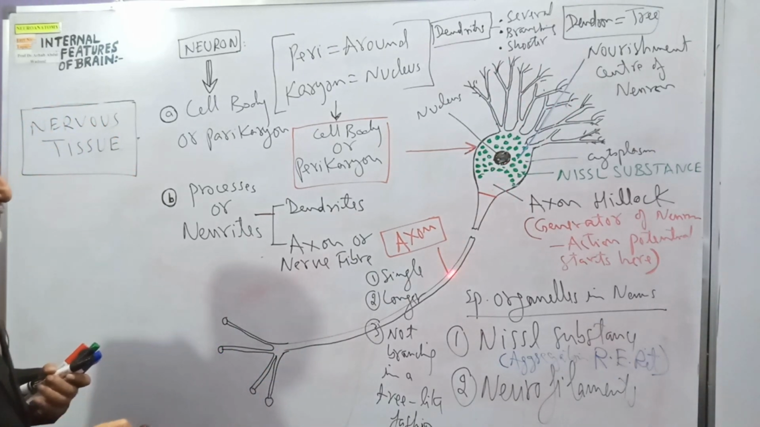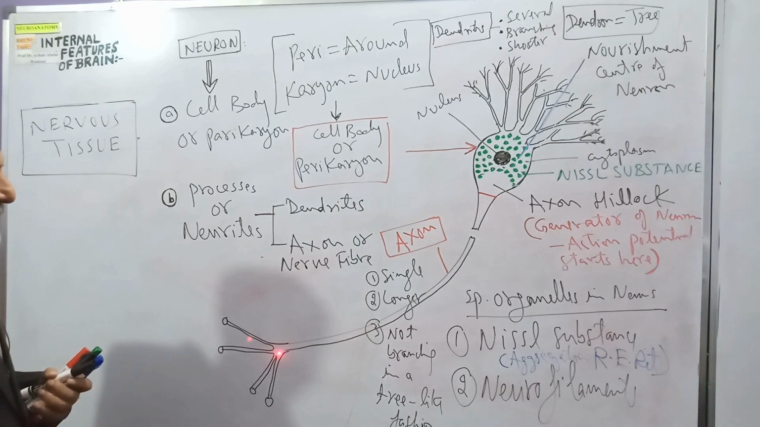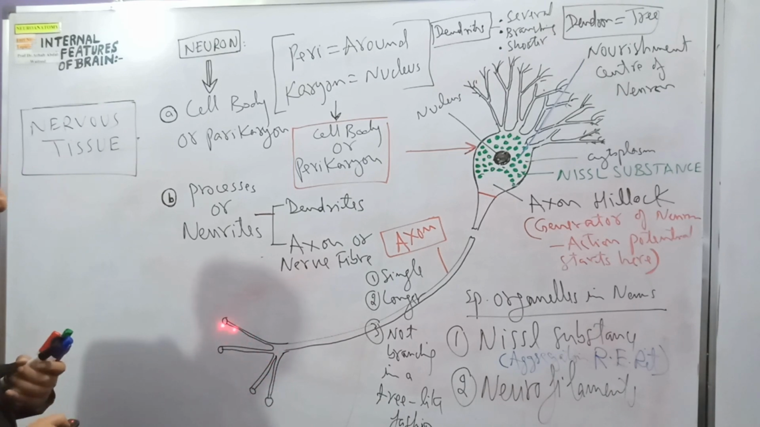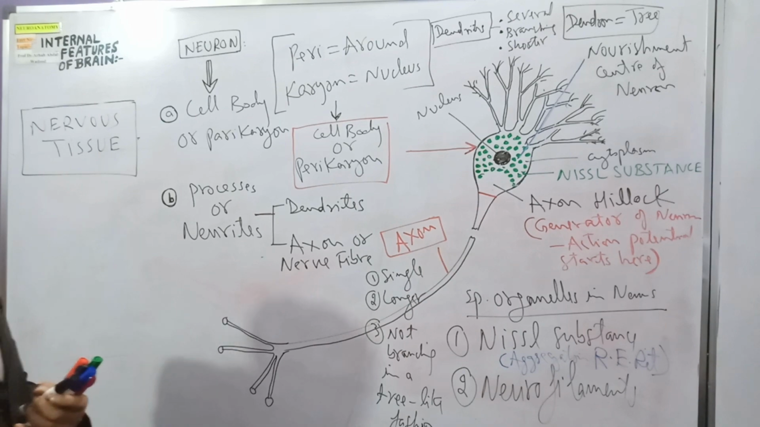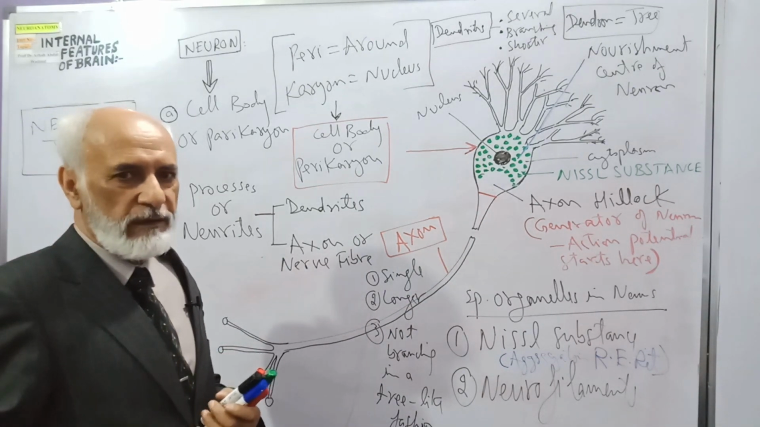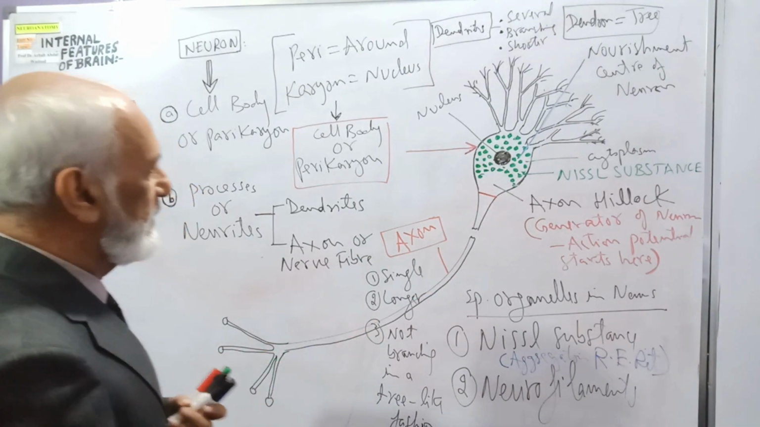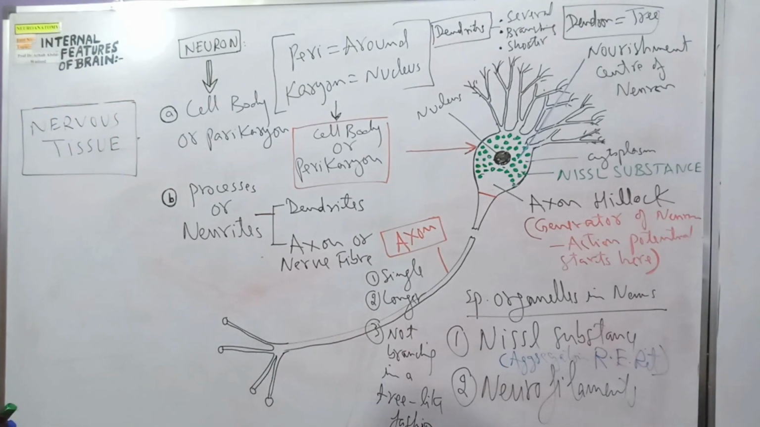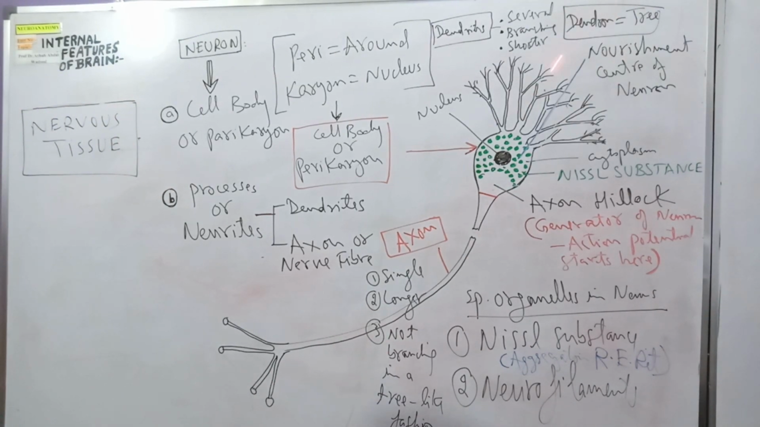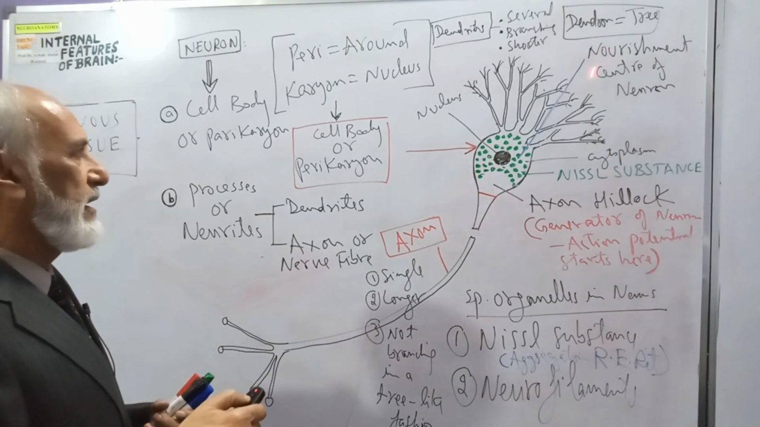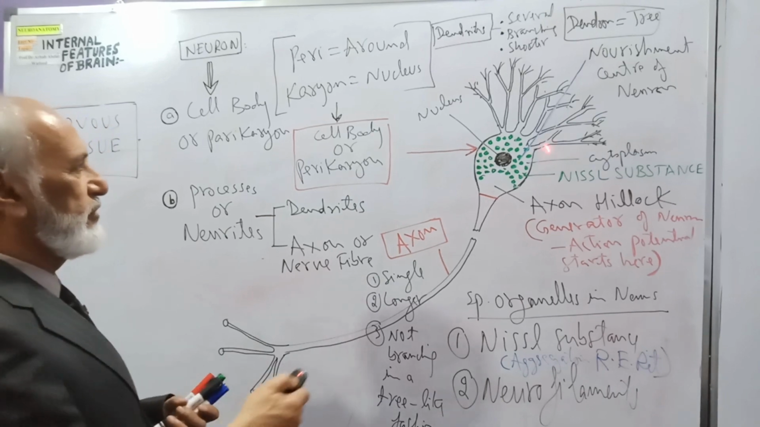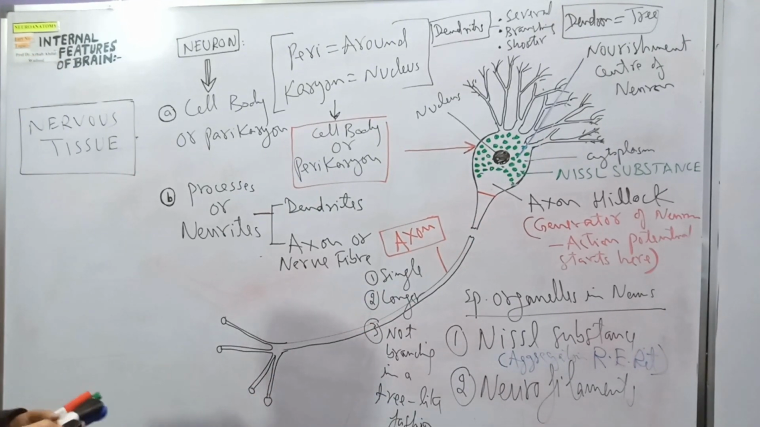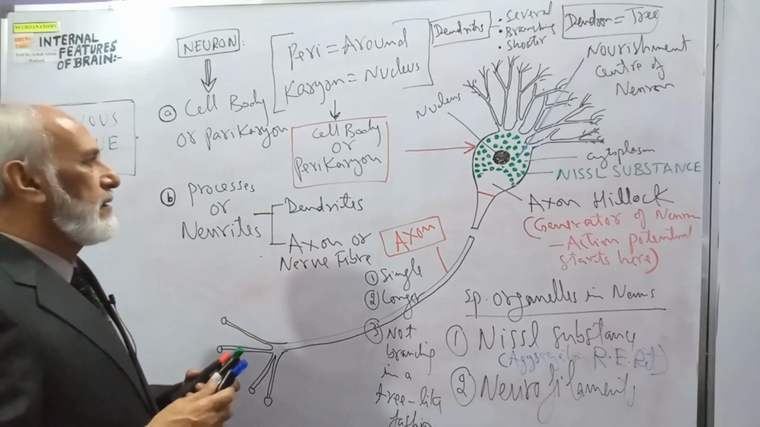Axon is one, it is longer. There are no branches, but terminally it branches, having synaptic vesicles. Even some neurons are 5 feet long, so the length of neurons varies. So this is the structure of the neuron. The detailed structure of the cell body, dendrites, and axon you will study in histology. So this is the structural unit of the nervous system, known as the neuron.